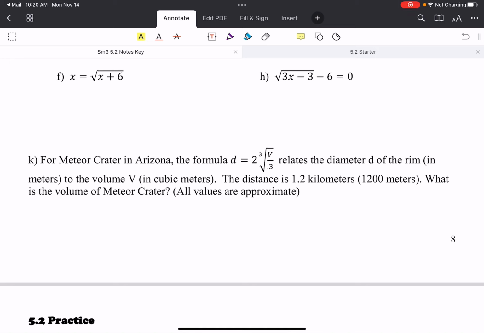What's D? Okay. Diameter. D is the distance. Oh, sorry. No, D is the diameter in distance.